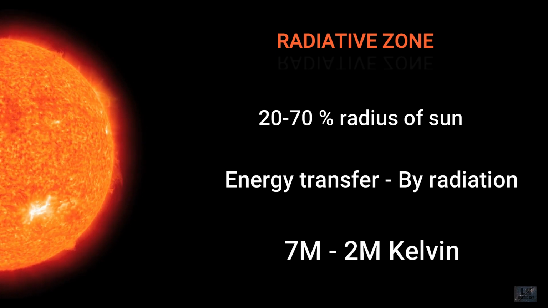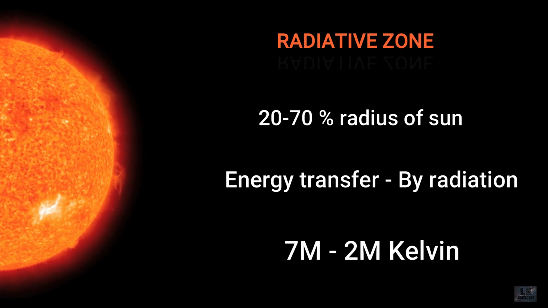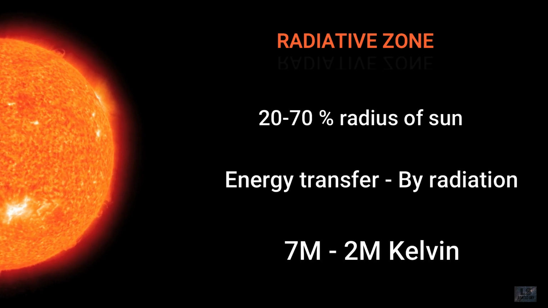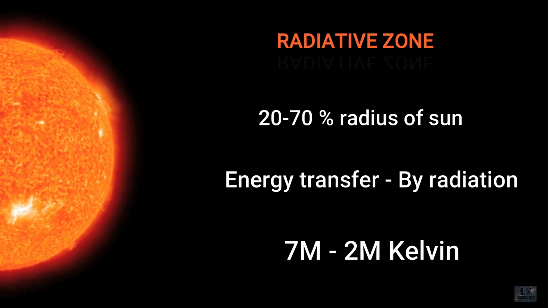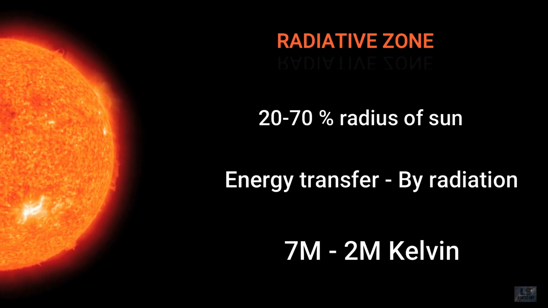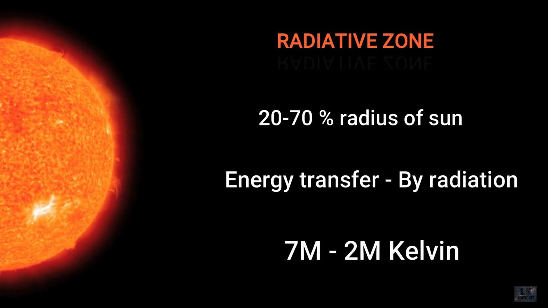The temperature drops from approximately 7 million to 2 million Kelvin with increasing distance from the core. This temperature gradient is less than the value of the adiabatic lapse rate and hence cannot drive convection. Because of this, the transfer of energy through this zone is by radiation instead of thermal convection. So thermal radiation is the primary means of energy transfer.